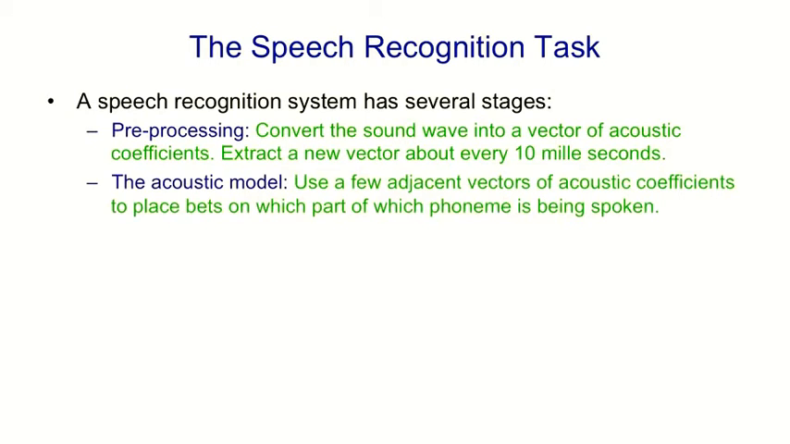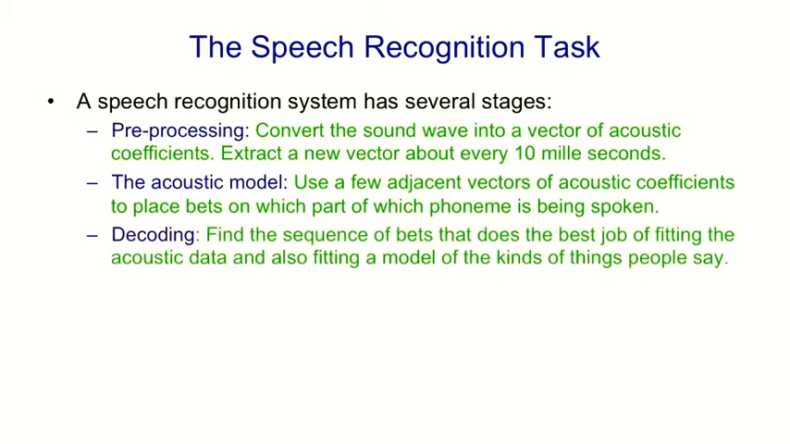They then take a few adjacent vectors of acoustic coefficients, and they need to place bets on which part of which phoneme is being spoken. So they look at this little window, and they say, in the middle of this window, what do I think the phoneme is and which part of the phoneme is it? A good speech recognition system will have many alternative models for a phoneme, and each model might have 3 different parts. So it might have many thousands of alternative fragments that it thinks this might be, and you have to place bets on all those thousands of alternatives.